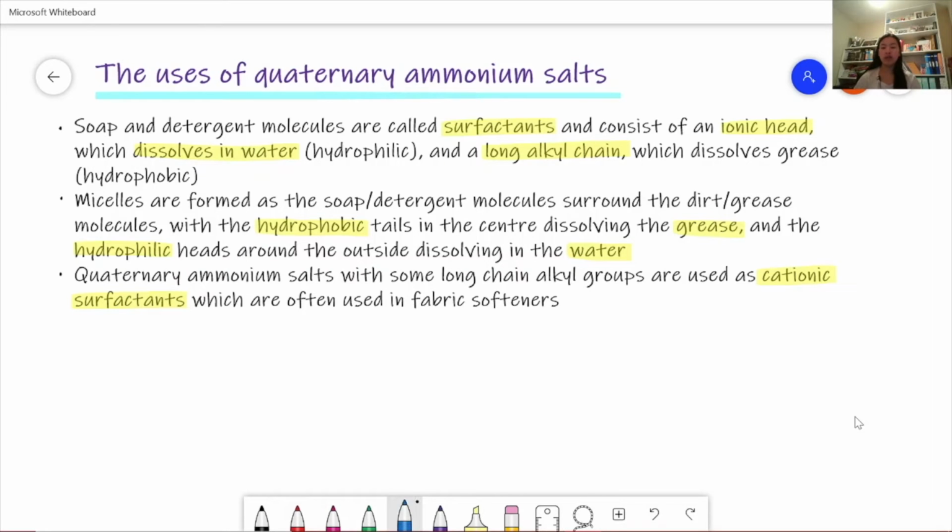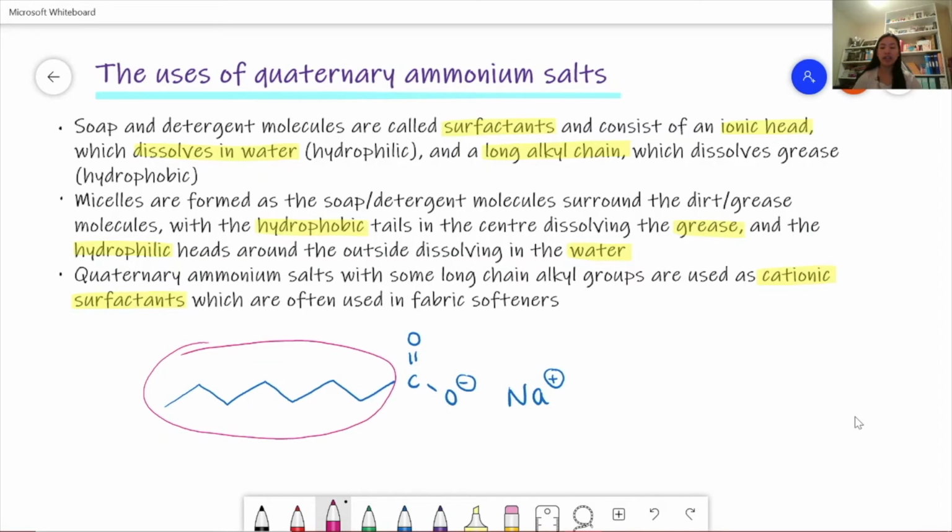used in fabric softeners. So an example of a soap would be if we had a very long-chained alkyl group, and then at the end we had carbon with a double bond O, and then an oxygen, so this is negatively charged, and then we had a sodium plus ion. So what happens is that this long alkyl chain here dissolves the grease. This is because it's made up of carbon and hydrogen bonds, so none of the bonds are polar, so we can't hydrogen bond with the water, and therefore it won't dissolve in water.